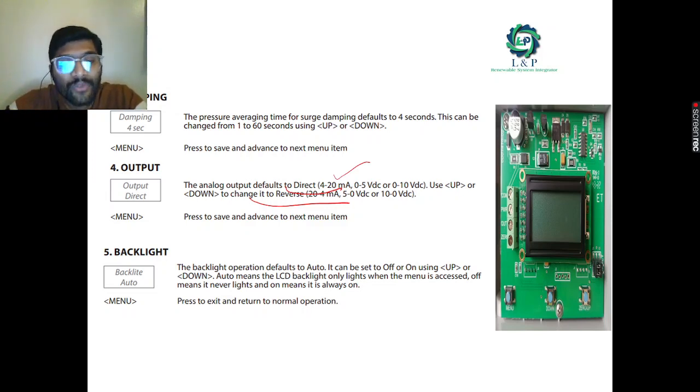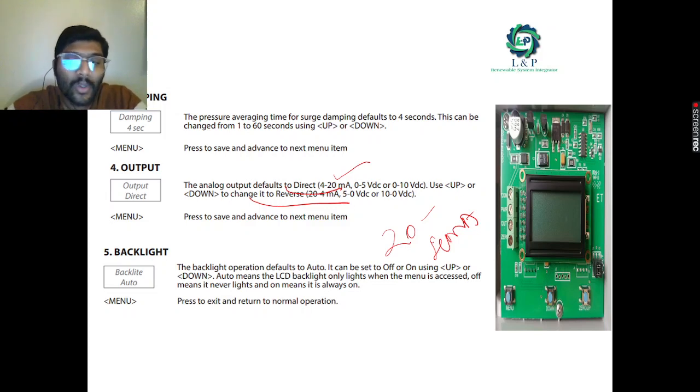And if you choose, using the up down arrow, the reverse option, the minimum will be 20 milliamps and the maximum will be 4 milliamps. The output will be in the reverse format, or from 10 to 0 volt DC.